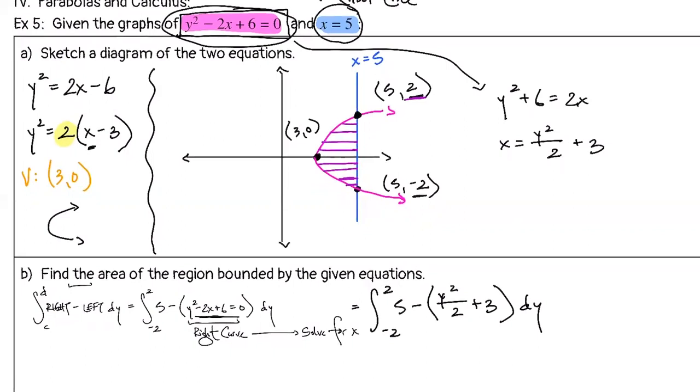Why are you using the primary function and not the one that we already concluded, like y squared equals 2 times (x minus 3)? Why don't you use that? You could, but I think one of them is probably a little easier to solve for x than the other. Oh, okay. But it doesn't matter.